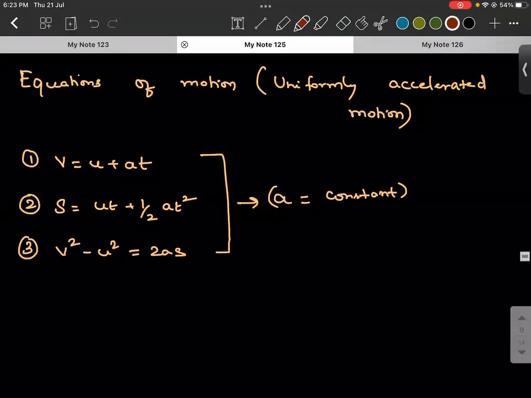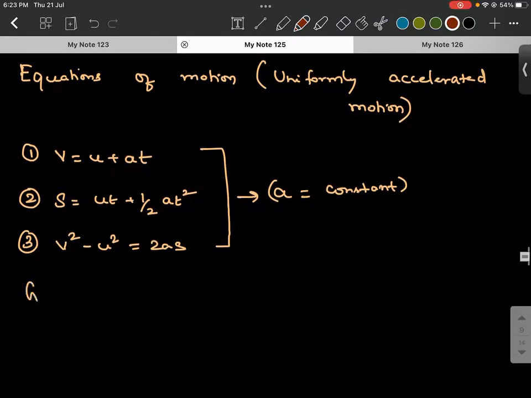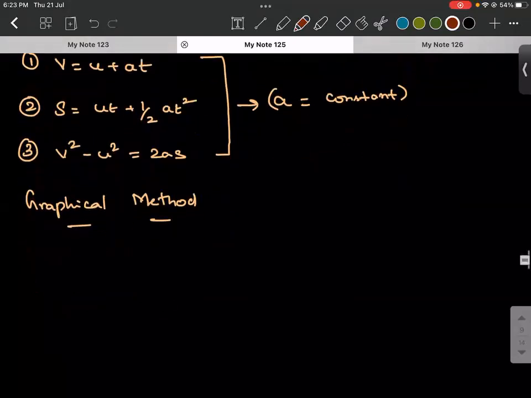Now, having said this, you can derive the equations of motion using two methods. One is called the graphical method and the second is called the calculus method. First we are going to use the basic definitions of acceleration, velocity and displacement to derive the equations of motion using the graphical method.